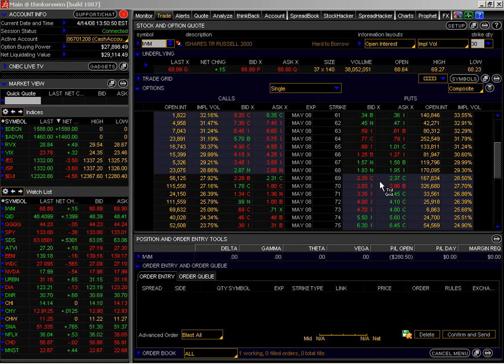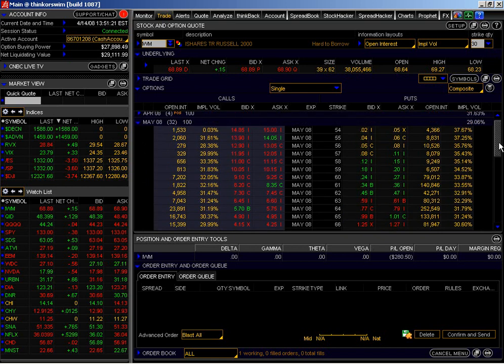The IWM is highly liquid. The option prices are really excellent. You can see that if we take a look here at the May 68 strike, there's only 2 cents in between the bid and ask. So they're really tight bid and ask spreads, and they're highly liquid. Lots of open interest on these, and they're pretty easy to get filled. So we're going to take a look at what we can do here on a new position.